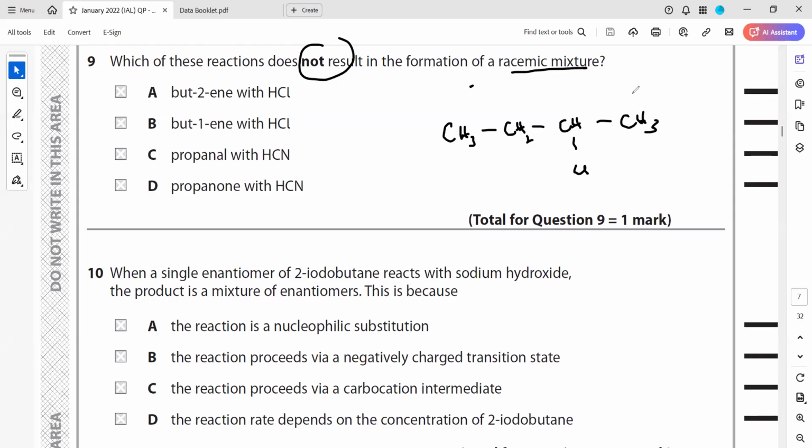That's a secondary addition. Yes, like what will happen? This is C1, like, the first thing we will do, we will check the chiral carbon is there.